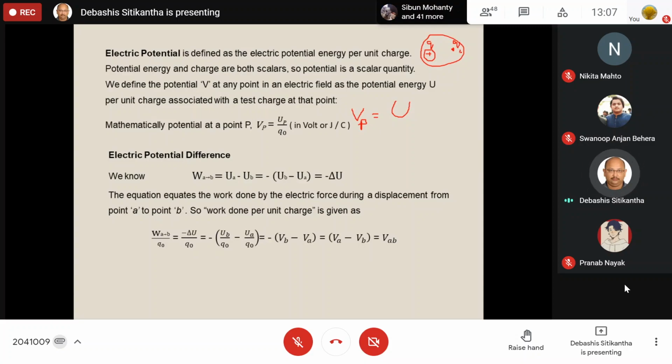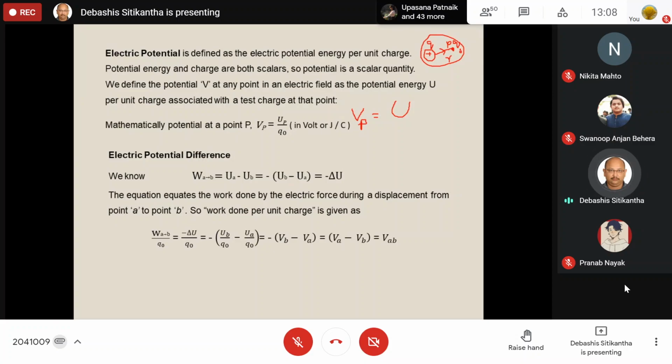Now, in order to find the potential energy, sorry, the potential of the charge, if I want to evaluate the potential of the charge Q0 located at the point P, which is at a distance of R, then what I need to do is first evaluate the potential energy of the charge Q0 located at a distance of R from the source charge Q.